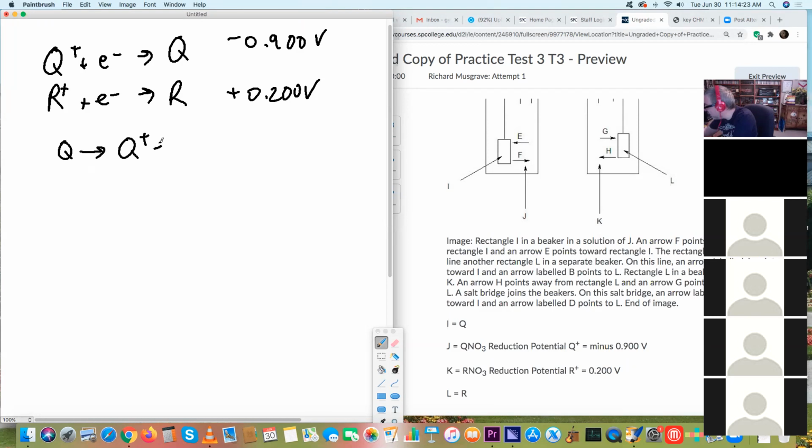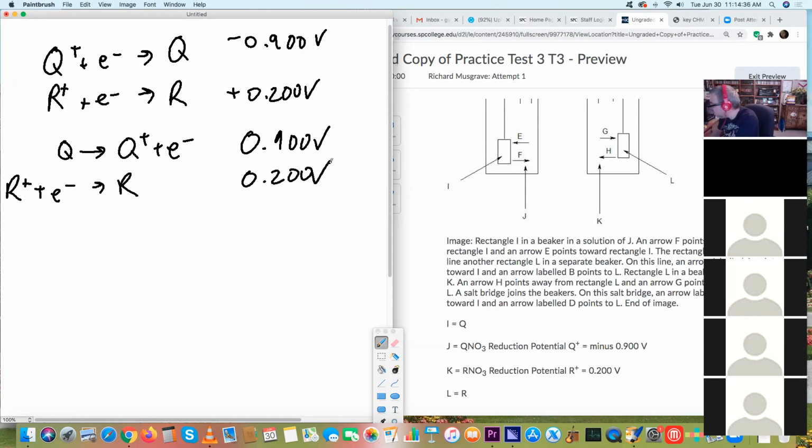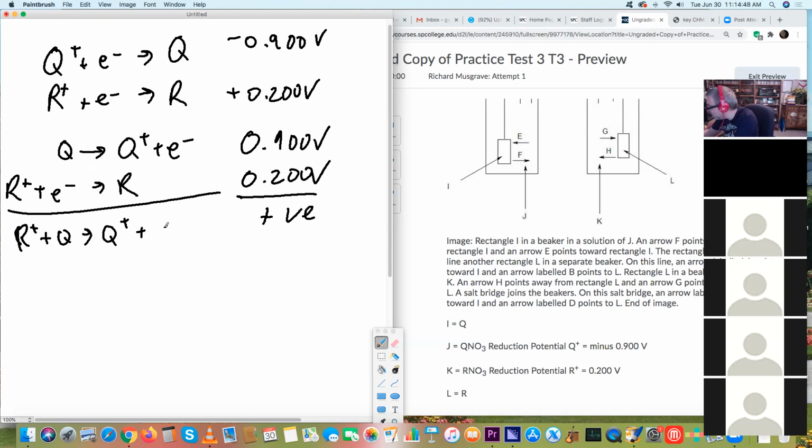Q gives Q plus an electron. That'd be 0.900 volts, and the other one stays the same. So there you go. That gives a positive value, and there's our situation: R plus Q gives Q plus R.